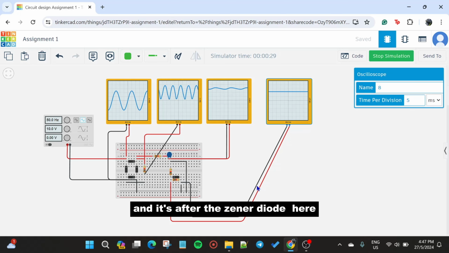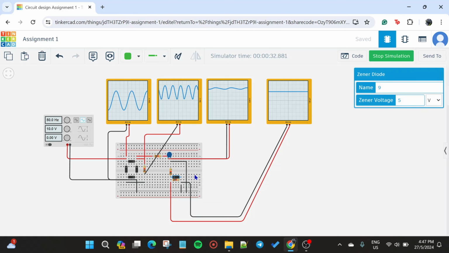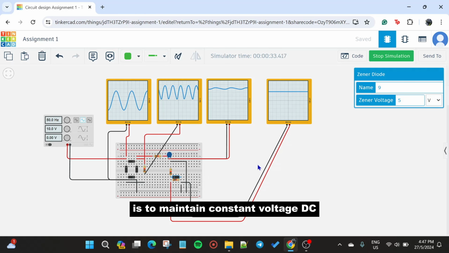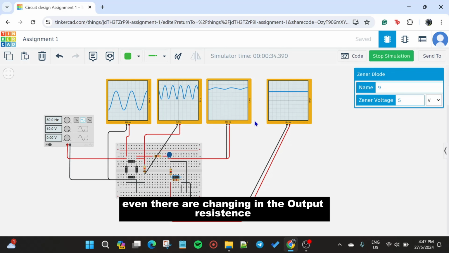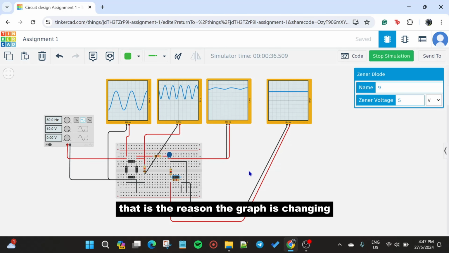This oscilloscope here displays the electrical signal across the load, after the Zener diode here. We will observe a horizontal line on the last oscilloscope. The main purpose of the Zener diode is to maintain a constant DC voltage even when there are changes in the output resistance or the input signal. That is the reason the graph changes from the ripple peak-to-peak voltage to a horizontal line here.